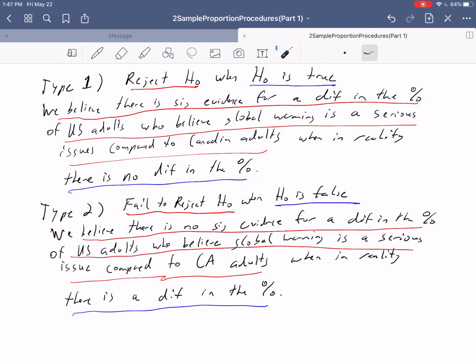As always, if you look at these two error types, type 1 should be a false positive. We think there's a difference when there really is no difference. So we think something is going on when it's really not, a false positive. And type 2, as usual, is a missed effect. We say that nothing is going on. There's no difference between U.S. adults and Canadian adults. But in reality, there really was a difference and we missed it. In our next video, we'll look at one more example of running these two-sample proportion procedures. But in general, you have now seen all the pieces of this new pair of procedures.